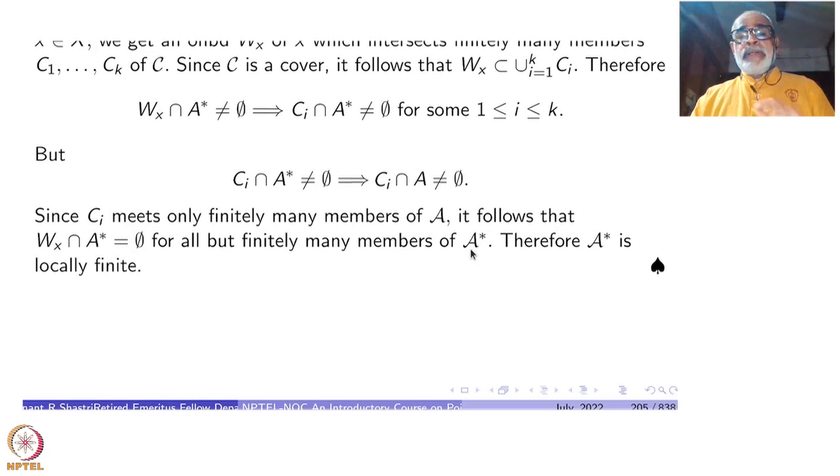Fix an A star, look at WX intersection A star. If it is non-empty, then it must be inside one of the C_i, and each C_i will contribute only finitely many of the members. Therefore, there will be only finitely many members of A star for which WX intersection A star is non-empty. So this completes the proof that A star is locally finite and the theorem of Michael is completed.